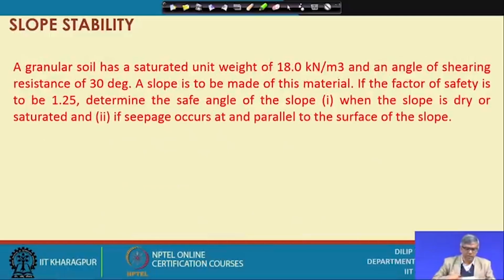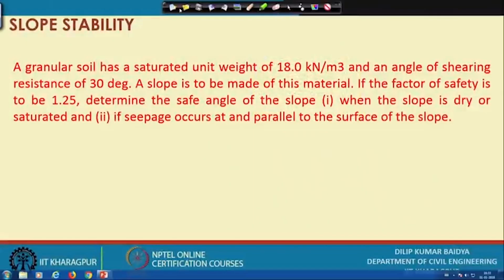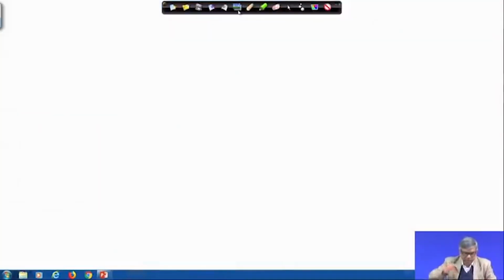A granular soil has a saturated unit weight equal to 18 kilonewton per cubic meter and an angle of shearing resistance equal to 30 degrees. The slope is to be made of this material. If the factor of safety is to be 1.25, determine the safe angle of the slope when the slope is dry or submerged, and second, if the seepage occurs at and parallel to the surface of the slope. So, in this problem we are explaining case 1 and case 3: either dry or submerged is case 1, and the third case is where flow is taking place but is parallel to the sloping surface.